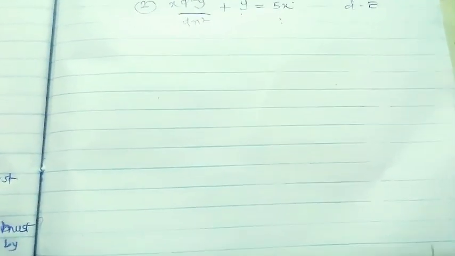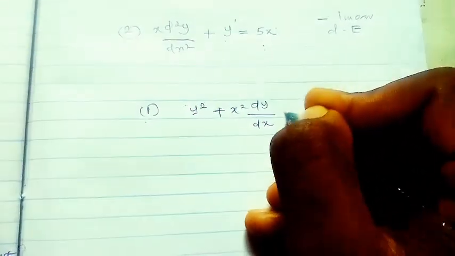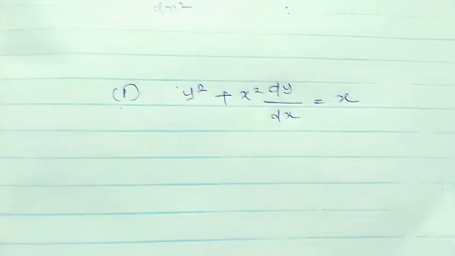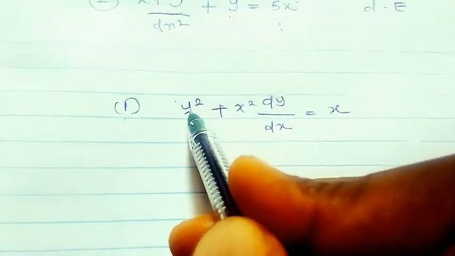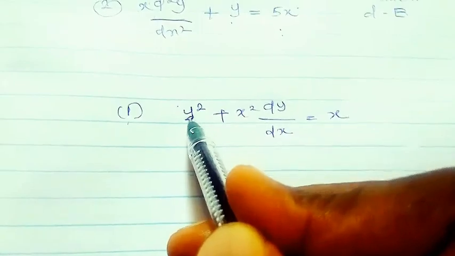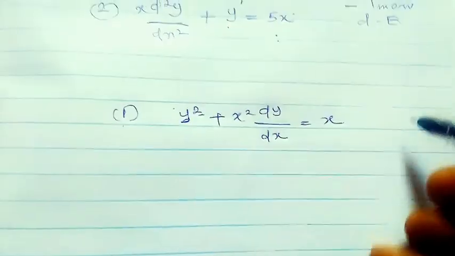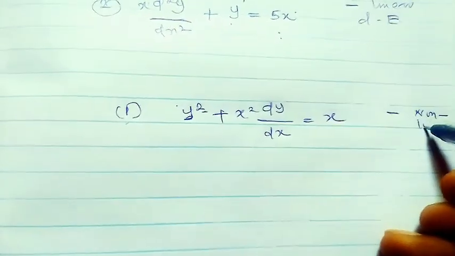So now let's take two more examples for us to get familiar with identifying linear and non-linear differential equations. Let's take this example: y squared plus x squared dy/dx equals x. Now looking at this equation, is it a non-linear or a linear differential equation? How do you know? You look at the dependent variable. Here the dependent variable is not of first power, it is of what? Power of 2. So this renders it non-linear.